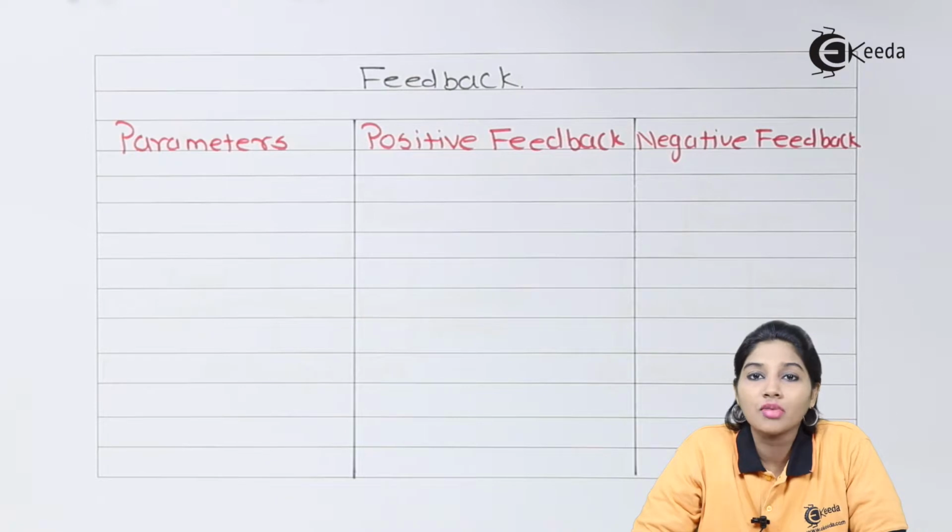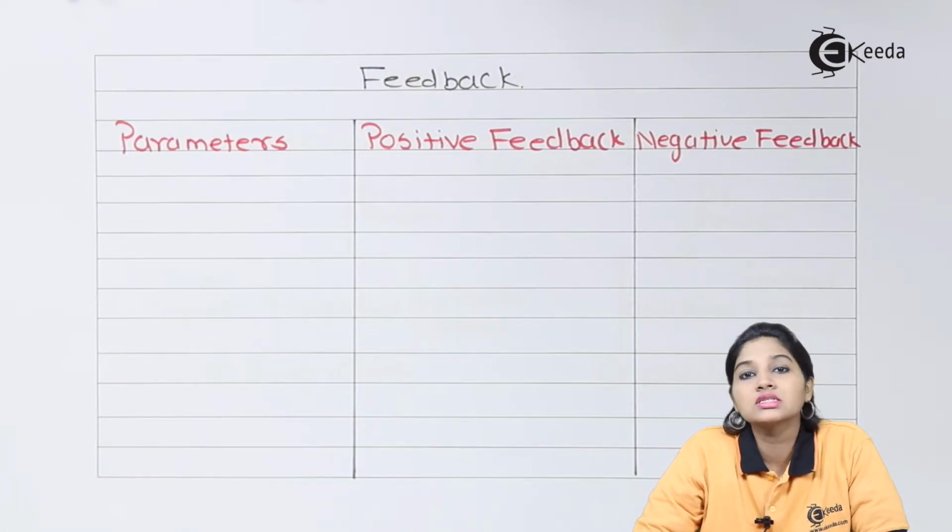The second type of feedback is called negative feedback. The feedback in which the feedback signal, which may be a current or voltage, is applied back to the input in such a way that it is out of phase with respect to the input signal. Such types of feedback are called negative feedback. Negative feedback is also called inverse feedback or degenerative feedback.